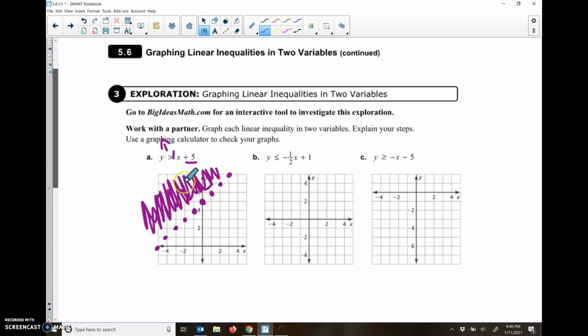So again, if I were to pick a random point, as long as it's in this purple area, yes, it would make that inequality true. If I pick something down here below this purple line, it would be false. Okay, let's look at B here.